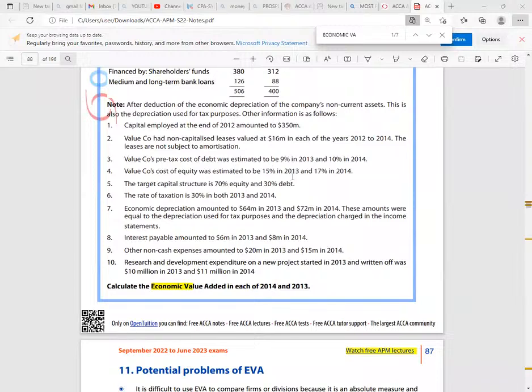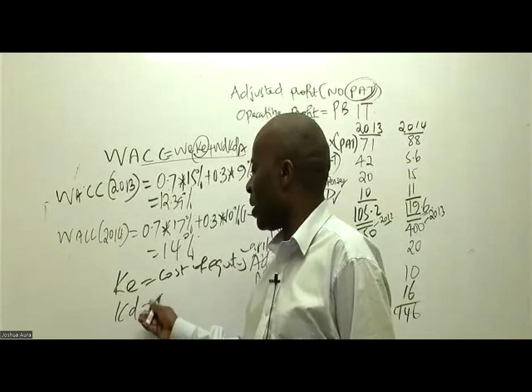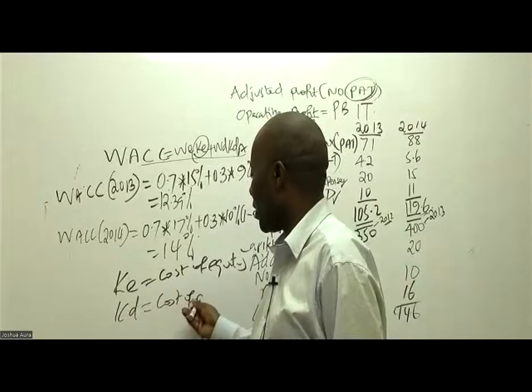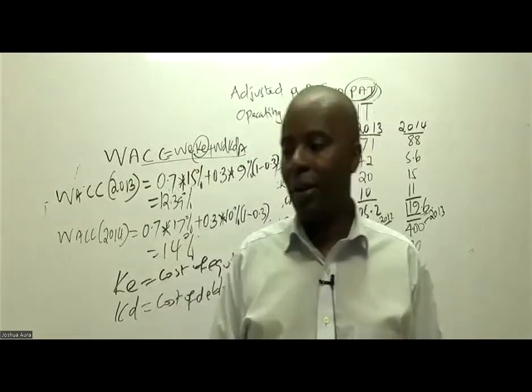If it's 2013, it's 15%. 2014 is 17%. And then we have KD. KD has also been given. It's about just plugging in. Remember, KD stands for cost of debt.